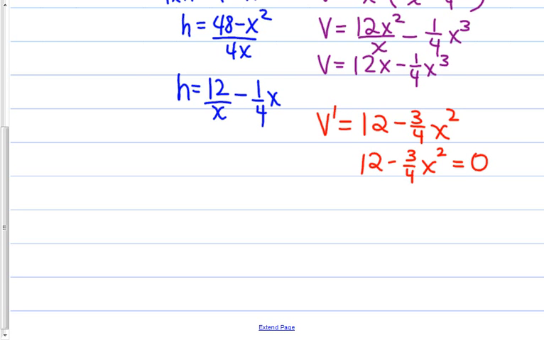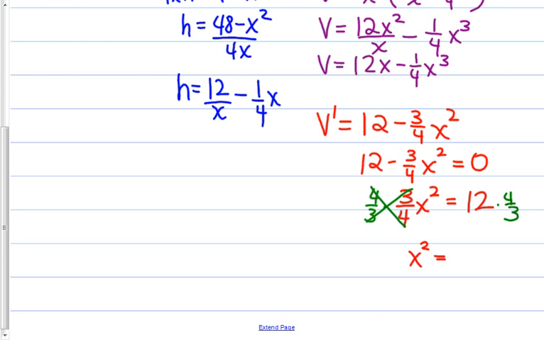So I could subtract 12 from both sides. I end up with negative 3/4 x squared equals negative 12. Or I can move the negative 3/4 to the other side. I just prefer that it's going to end up positive if I move the 3/4. Get rid of the 3/4 by multiplying by 4/3. These cancel out, and I get x squared equals, let's see, 12 times 4 is 48.